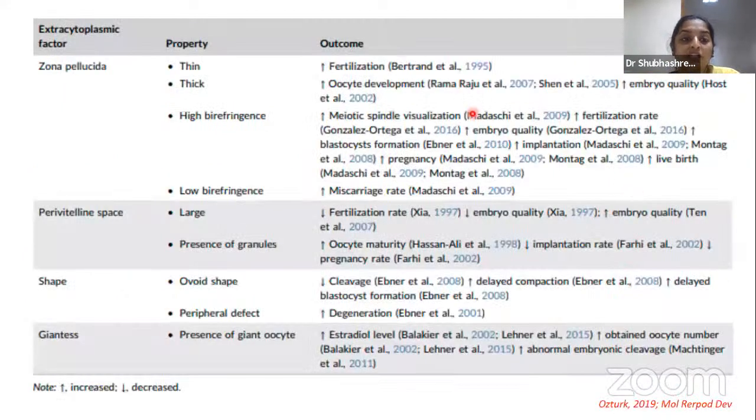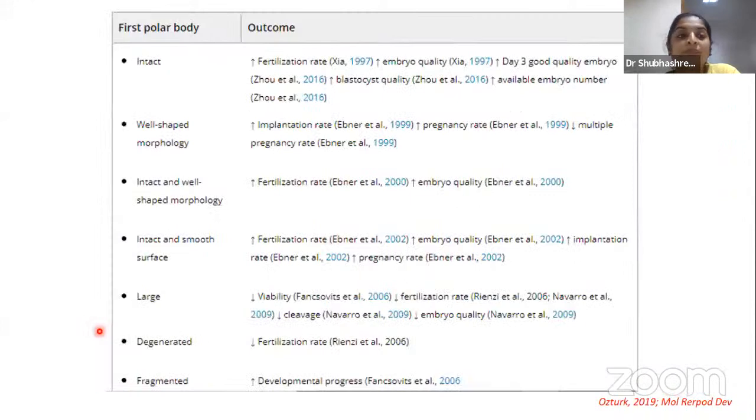So this table gives you an overall view of the extracytoplasmic factors which are being studied in correlation with oocyte quality and outcome, such as zona pellucida, perivitelline space, shape, and giantness. And also the first polar body appearance, like whether it's intact, whether it has proper morphology, or an intact or smooth surface, whether it is large, degenerated, or fragmented. Although we have several extracytoplasmic features that can be markers of oocyte quality, there is no strong evidence that they correlate with abnormal outcome.